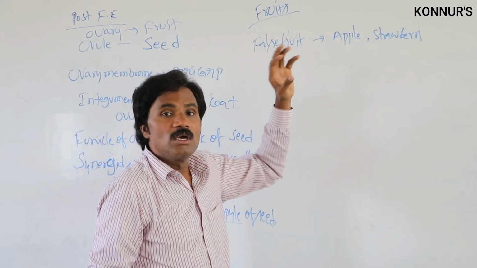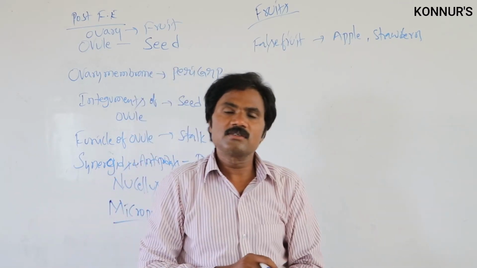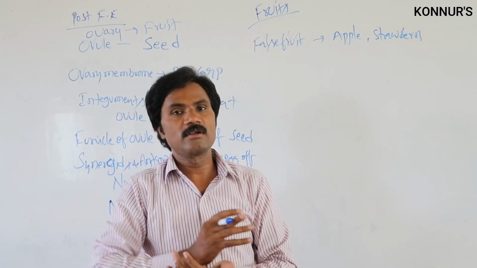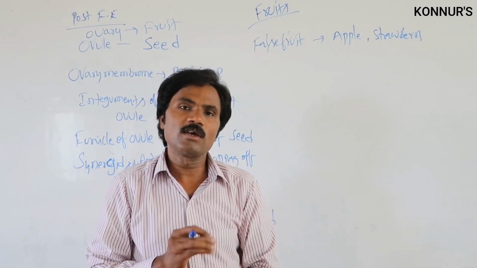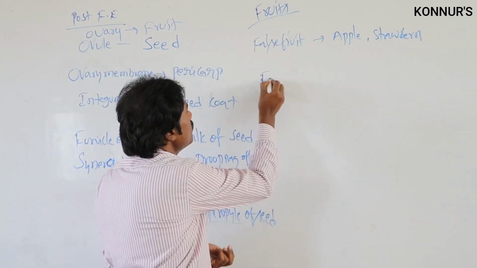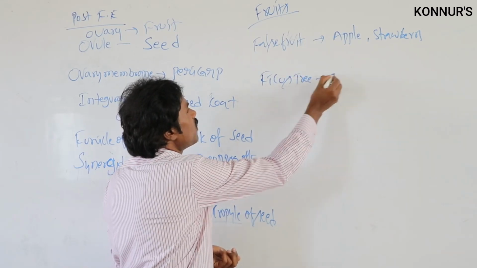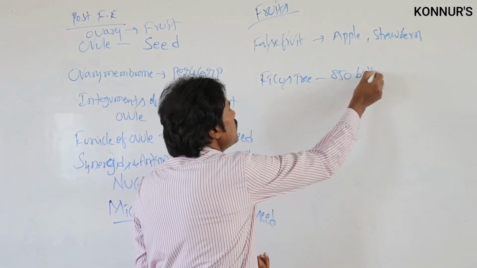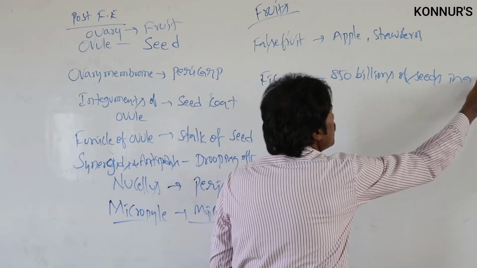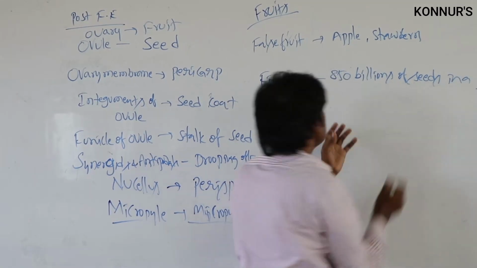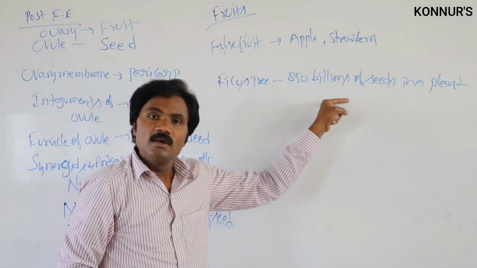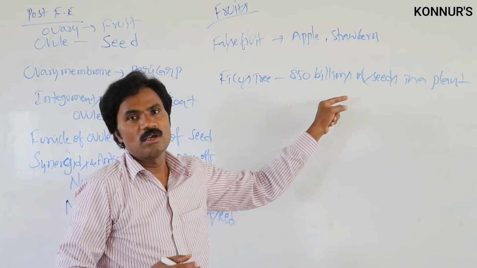Suppose in Ficus, how many seeds can be observed throughout the plant? Normally about 850 billion seeds. In a Ficus tree, one can observe 800 billion seeds in a single plant. Suppose orchids are present: in orchids, several thousands of seeds are present.